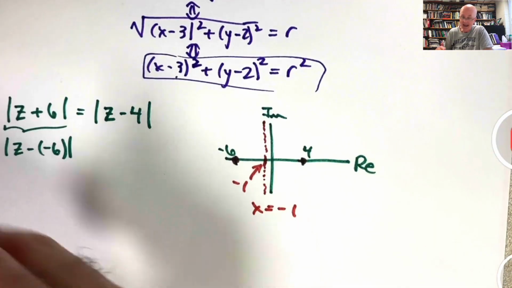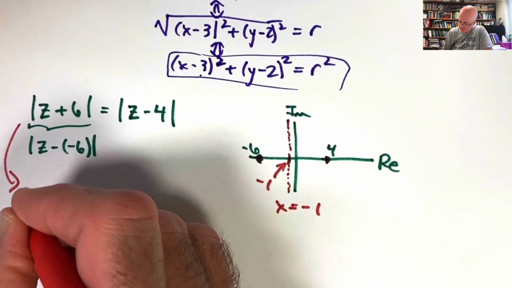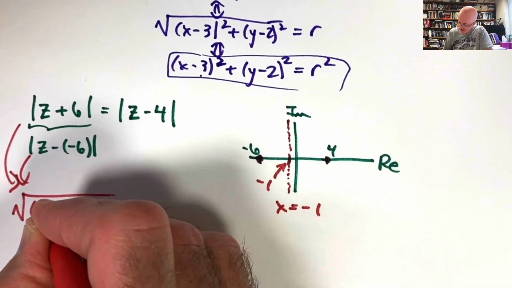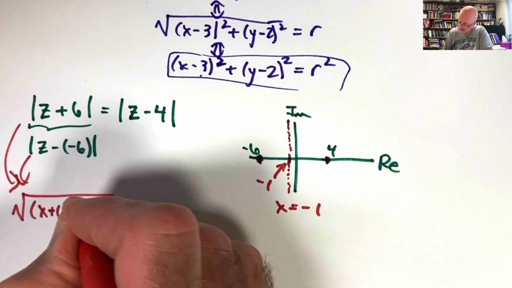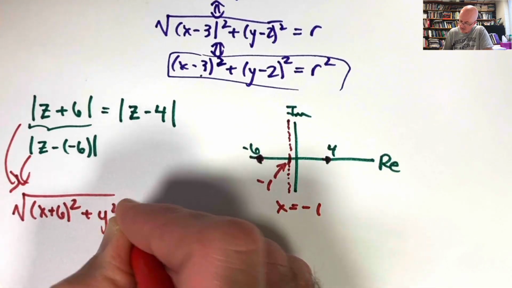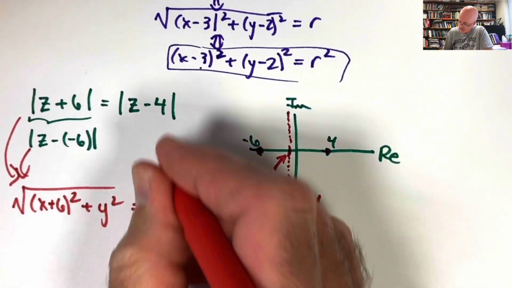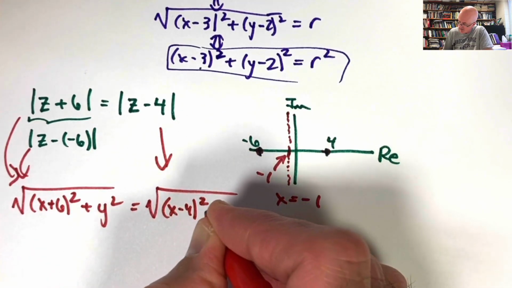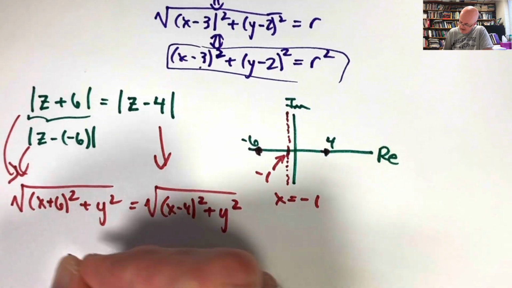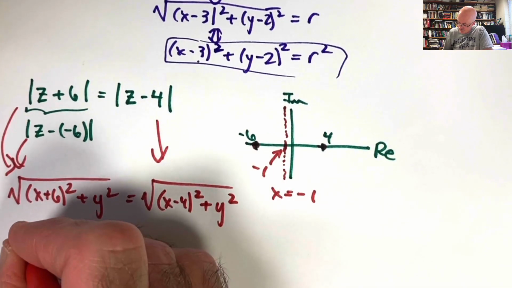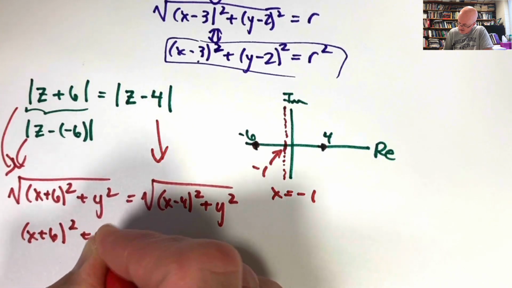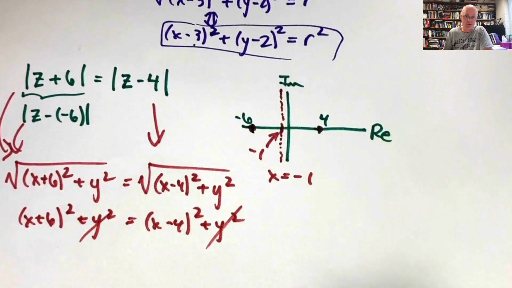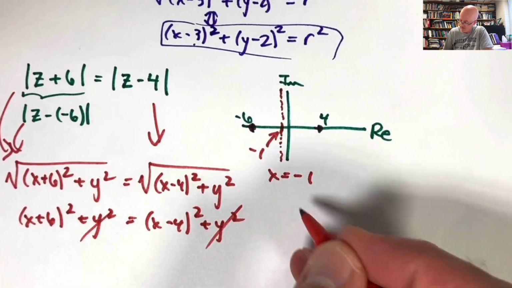Can we verify that algebraically? Let's see. This would be equivalent to the square root of x minus negative 6, or x plus 6, quantity squared plus y squared, the imaginary part here is 0, equaling from over here the square root of x minus 4 quantity squared plus y squared. Square both sides. Get x plus 6 quantity squared plus y squared equals x minus 4 quantity squared plus y squared. The y squareds cancel. Oh boy, yeah, our equation is not going to involve a y.